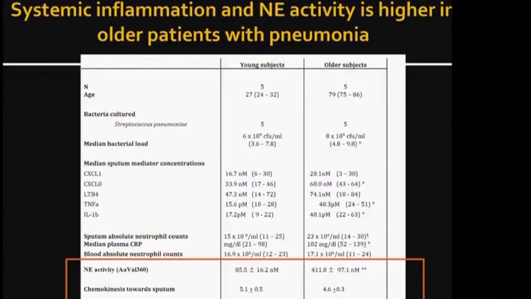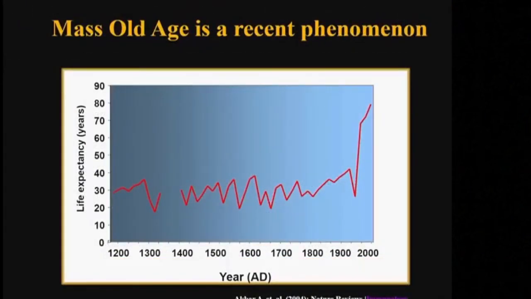And when you look at this is data. So now this is the data for that little peptide that's released in a young patient with pneumonia versus an elderly patient. It's now 5 times higher with much higher inflammation. So we think this is the reason behind some of this frailty with old age. Okay, so that's a little bit of what happens to immunity in old age.